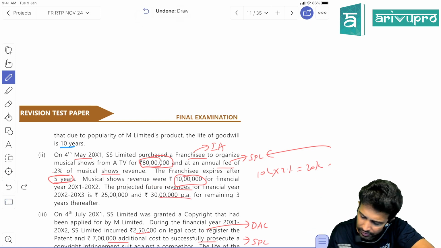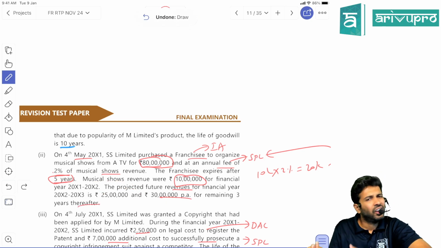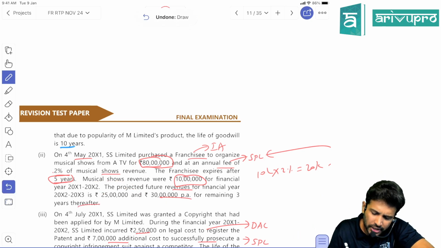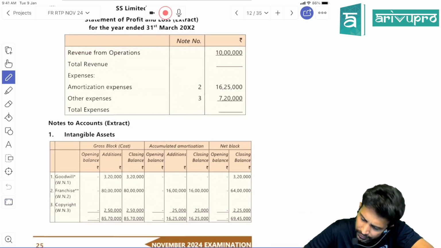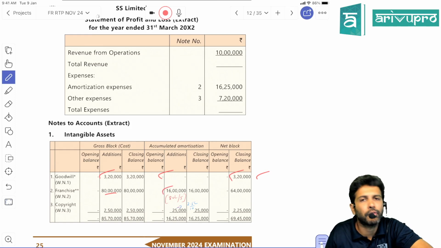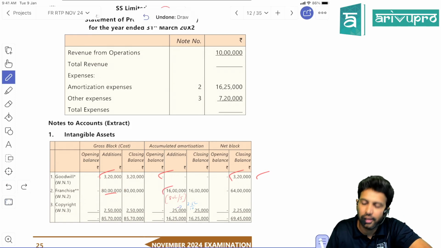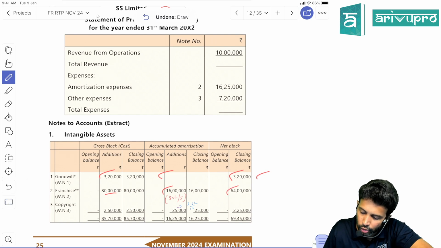Projected cash flows they have given, that's okay, fair enough. So you purchased it for 80 lakh, life is 5 years, so 80 divided by 5 is 16 lakh. So the franchisee will be amortized every year for 16 lakh. You bought it for 80, first year amortization is 16, so closing balance is 64.